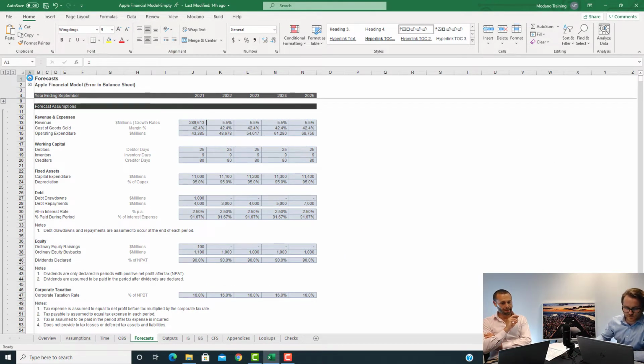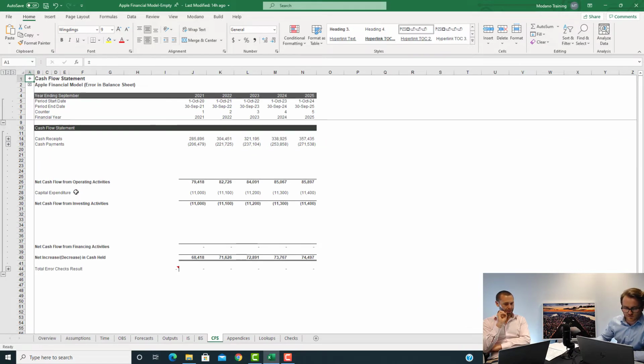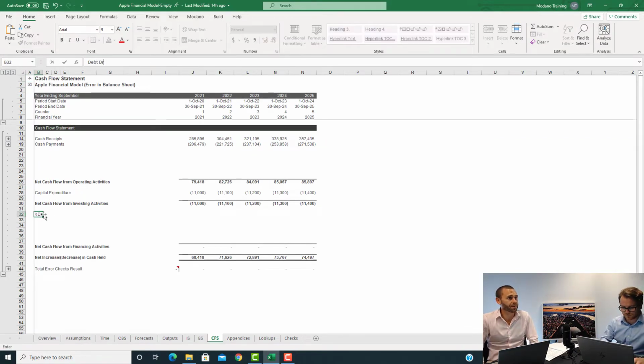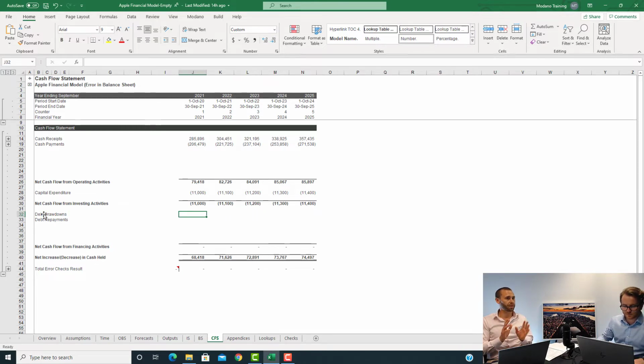So let's go to the cash flow statement, in column B, row 32. So B32, let's put debt drawdowns. These are the first items in the financing cash flows because we're now doing capital structure stuff. Debt drawdowns in B32 and debt repayments in B33. Okay, so let's put the debt drawdown forecast in.